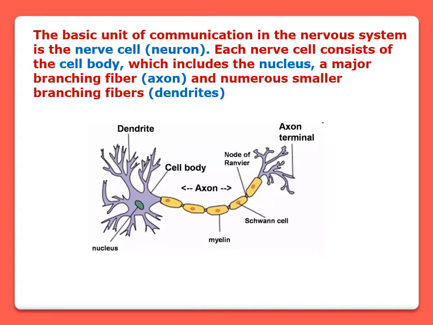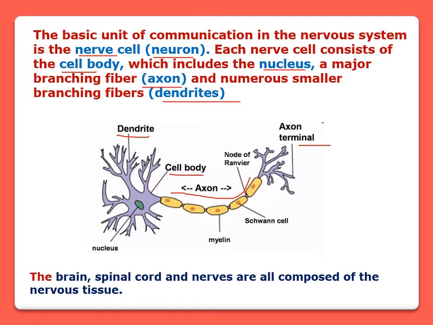The basic unit of communication in the nervous system is the nerve cell or neuron. Nerve cell can be called neuron also. Each nerve cell consists of a cell body, nucleus, axon and dendrites. These are the main parts of a neuron. And in the last slide also I told you, here also you can see the parts of this neuron: dendrite, cell body, axon, and then axon terminals.